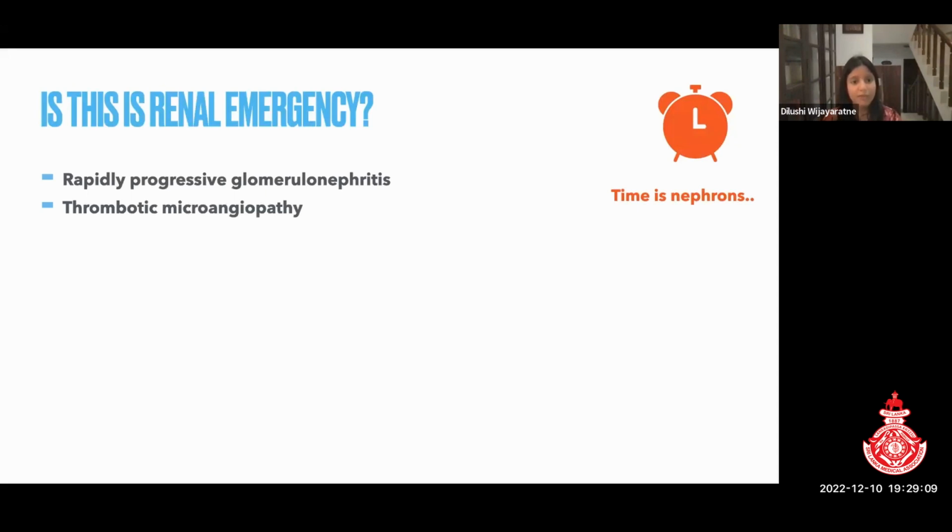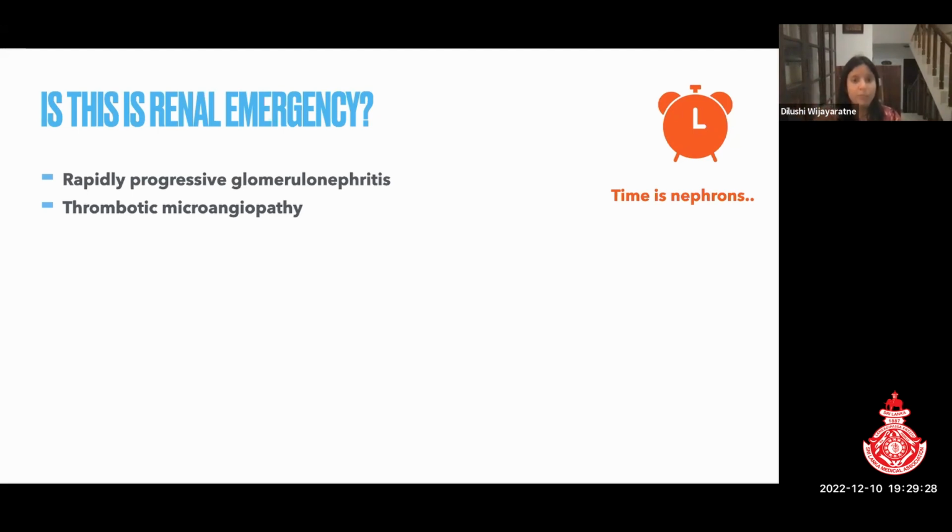So you have to act fast. Similarly, thrombotic microangiopathies also can have disastrous consequences within a very short period of time if you don't intervene quickly. So how do you know that it's either an RPGN or a thrombotic microangiopathy? There were some clues that we discussed earlier.